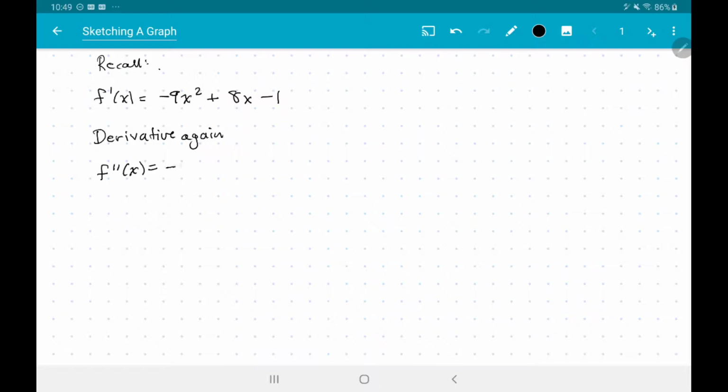Okay, f double prime should be negative 9 times 2x plus 8. By now, you may be able to do the derivative and the cleanup in your head all at once. The final result is that f double prime of x is negative 18x plus 8.